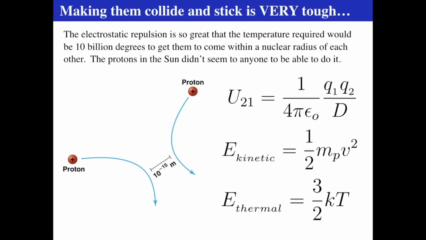But then we want to convert the potential energy into thermal energy, because thermal energy is a representation of the speeds of the particles. We set the potential energy, U sub 2,1, to the thermal energy of the gas. And so we ask, what would the average temperature of all these protons have to be in order for them to have the capacity to get as close as 10 to the minus 15th meters? That ends up to be about 10 billion degrees, or 10 billion Kelvin, which is a pretty high number. And it didn't seem like at the time that anything could actually get them that close.